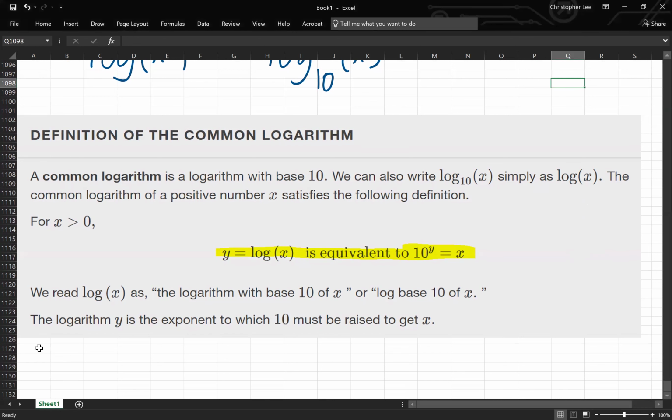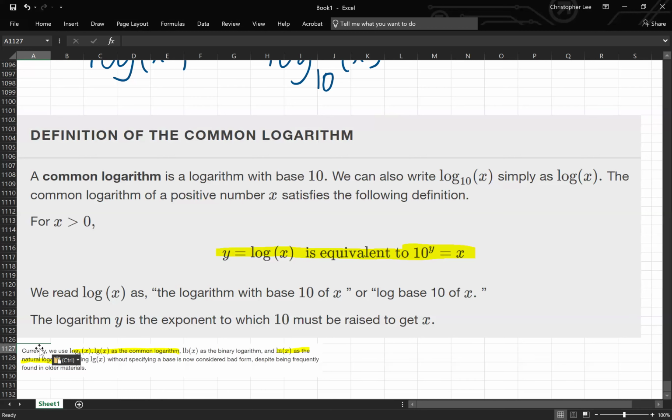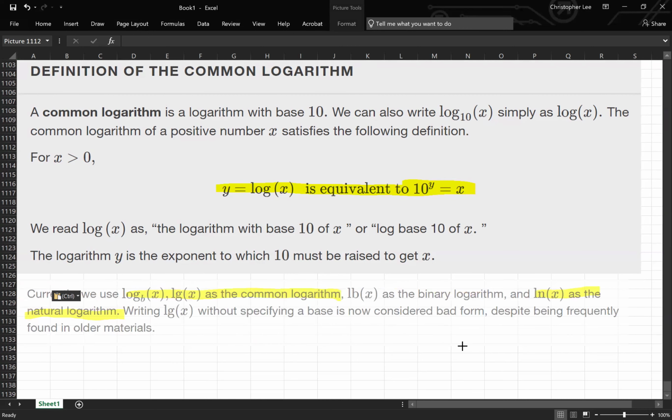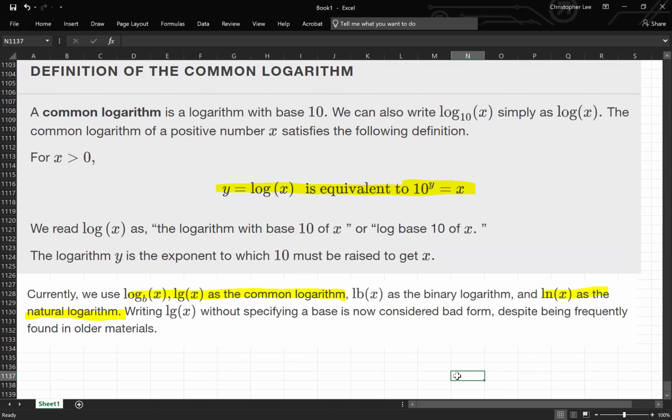Like to graph it? Yeah. We're gonna get to that. We didn't get to that today, but we're gonna get to that. So currently, we use log base b of x, lg of x as the common logarithm, lb of x as the binary logarithm, and ln of x as the natural logarithm, right? Writing lg of x without specifying the base is now considered bad form, despite being frequently found in other materials, right? So don't write lg of x, all right?